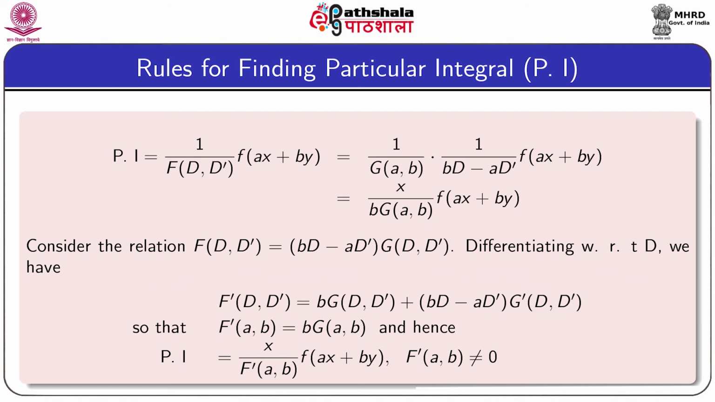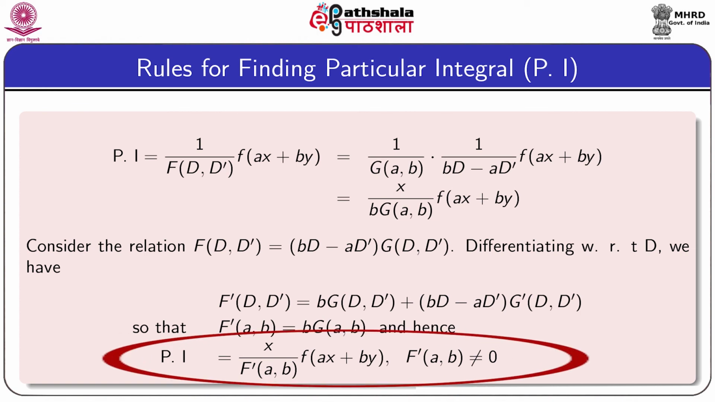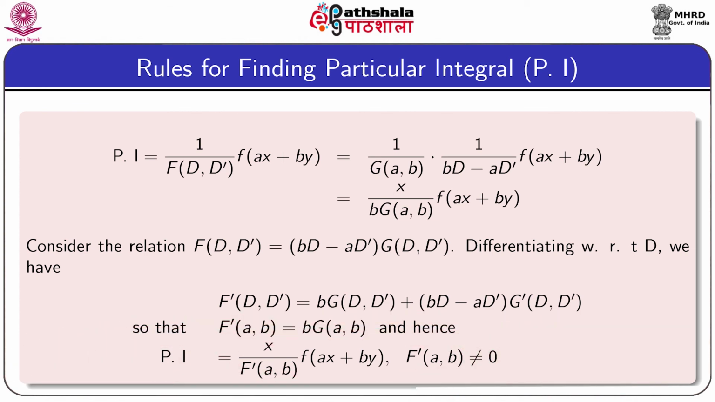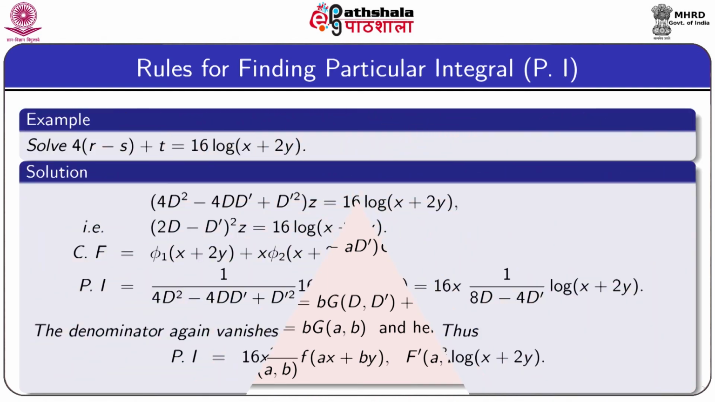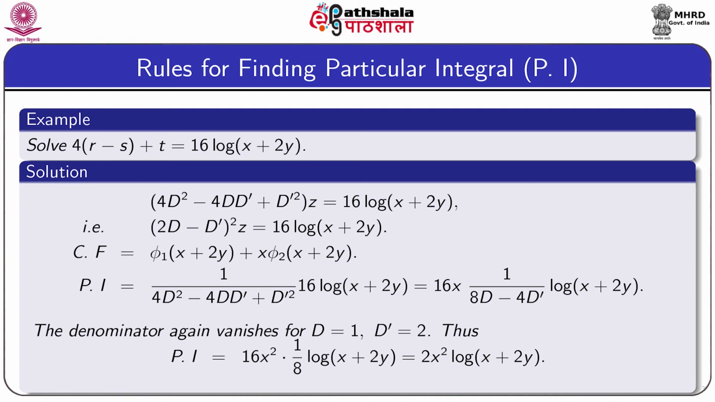So, F'(a, b) is equal to b into g(a, b). So, the particular integral becomes x by F'(a, b) into f(ax + by). So, here b into g is replaced by F', provided F'(a, b) is not equal to 0. Now, we shall illustrate that idea using this example.